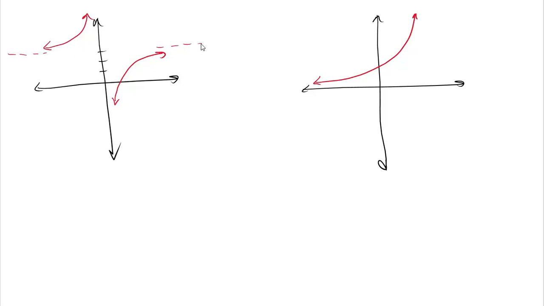I usually only put those dashes on the ends to indicate that this is an end behavior issue. A lot of people will draw them all the way through, and that's fine. There's nothing wrong with that. But to emphasize that horizontal asymptotes are an end behavior issue, I like to use the dashes just on the ends. So here the horizontal asymptote is the line y equals 3.